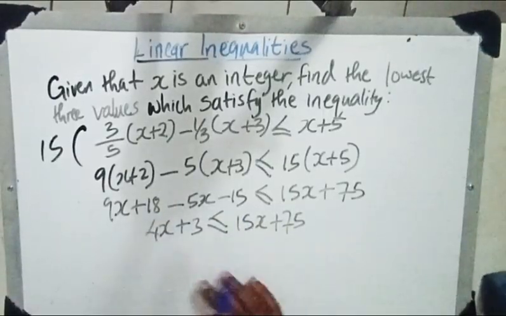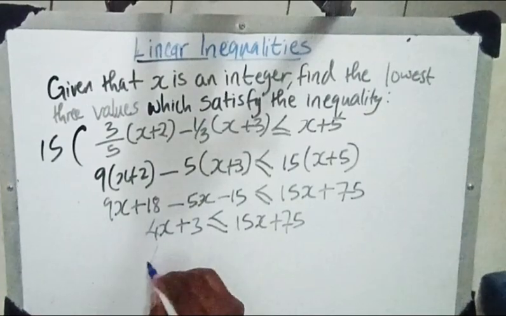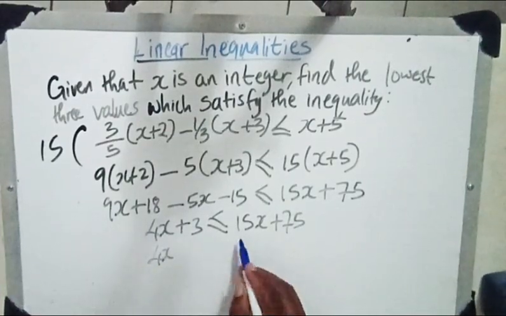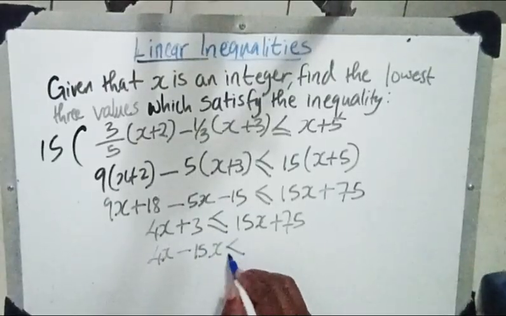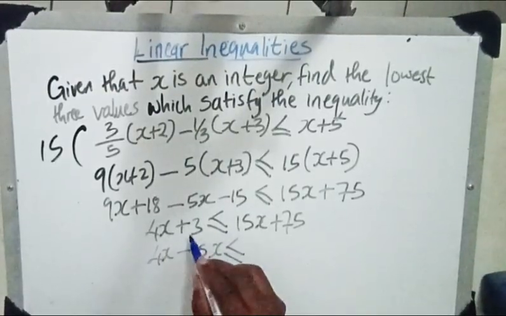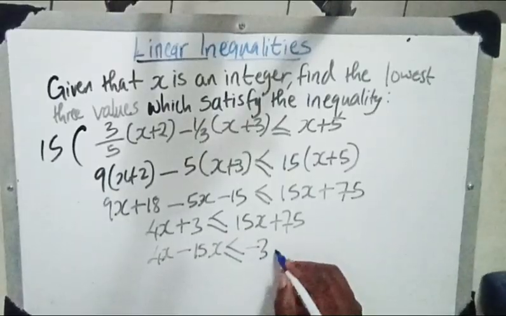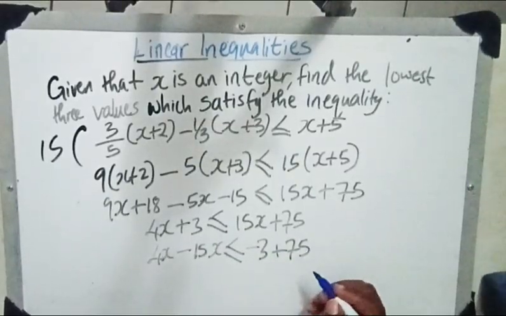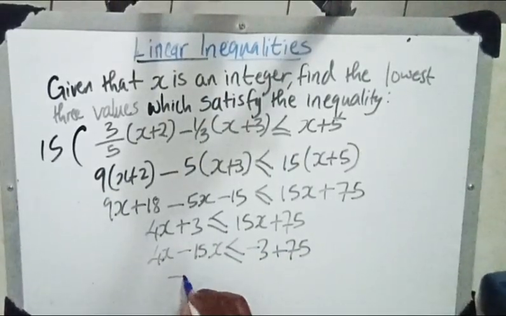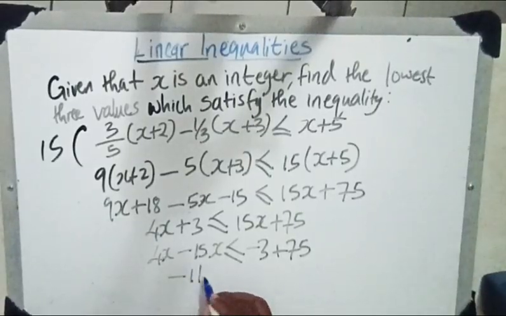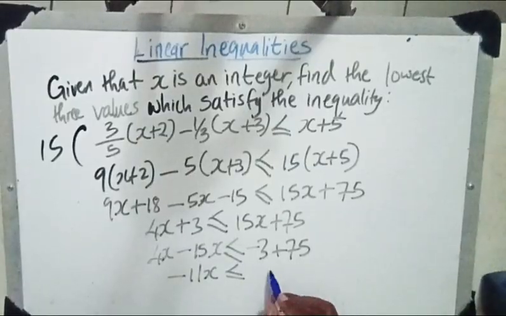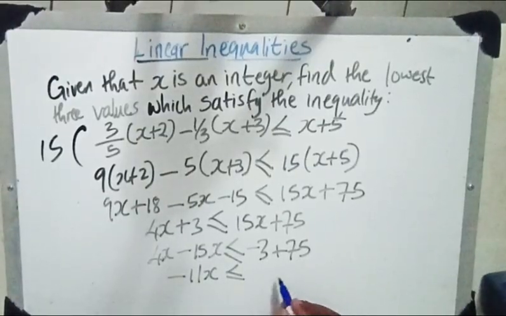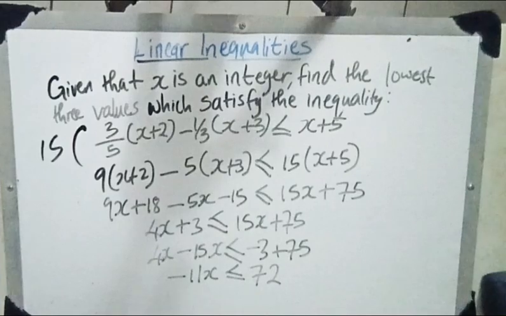So we're going to take like terms again. And so here we're going to have 4x, positive 15x comes over to become negative 15x, less than or equal to negative 3 plus 75. And so here we have negative 11x less than or equal to, here we have 72. So what are we going to get?